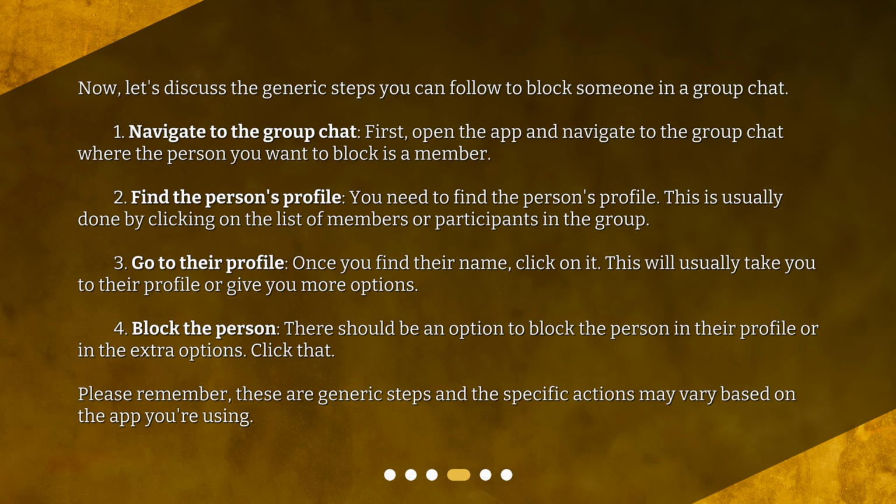3. Go to their profile. Once you find their name, click on it. This will usually take you to their profile or give you more options. 4. Block the person. There should be an option to block the person in their profile or in the extra options. Click that. Please remember, these are generic steps and the specific actions may vary based on the app you're using.